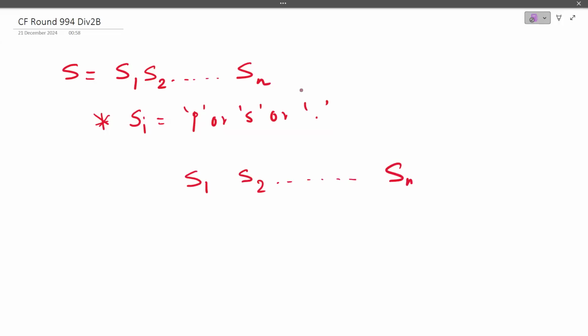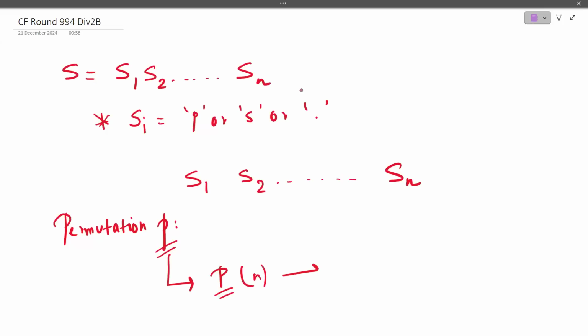you basically need to construct a permutation P such that some conditions hold. Before discussing the conditions, let me clarify what a permutation P is. A permutation P of length n is simply some reordering of the array 1 to n. So I hope it is clear.